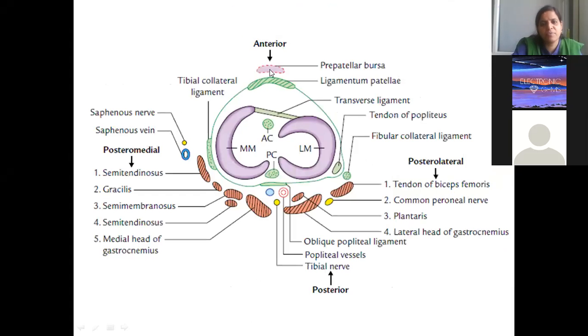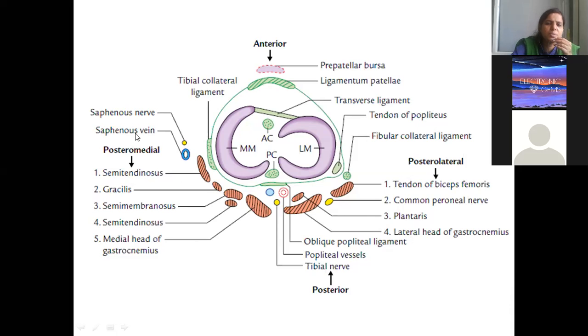The relations you can see: in front, we are finding only ligamentum patellae. If you remember the boundaries of popliteal fossa, what are the boundaries behind semimedially? Semimembranosus, semitendinosus, isn't it? Then medial head of gastrocnemius. Apart from that, you are also finding gracilis. So this is posterior medial. Posterior laterally, we have tendon of biceps, common peroneal, plantaris, lateral head of gastrocnemius. Most posteriorly in the midline, we are finding oblique popliteal ligament, popliteal vessels, and tibial nerve.